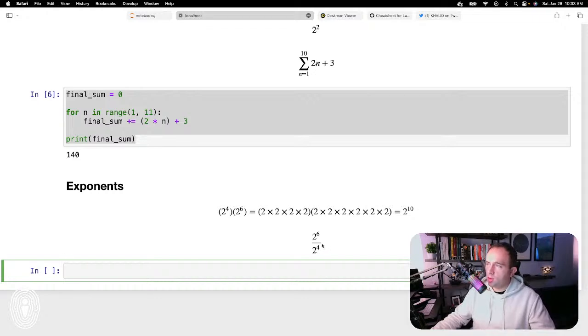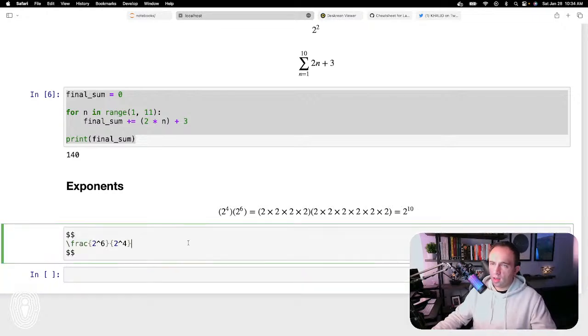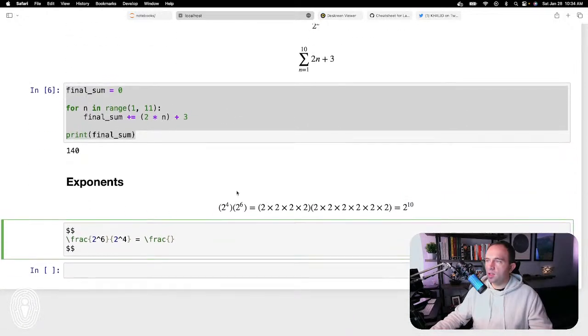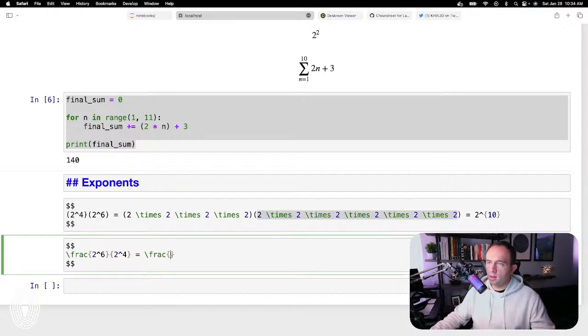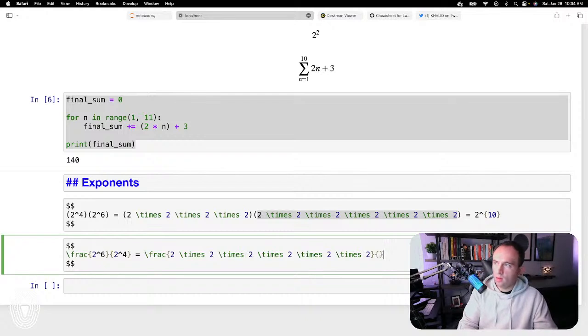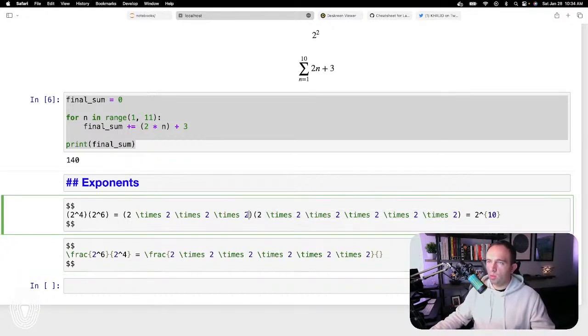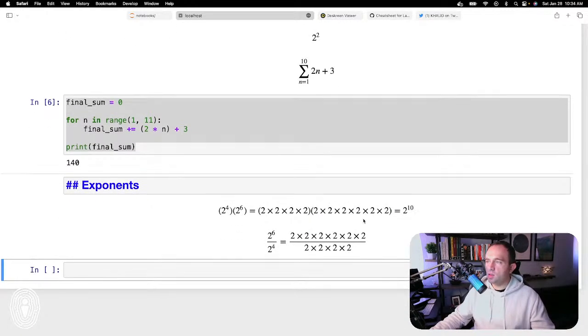Now we want to say this is the same thing as... we need to do the fraction again. So \frac. I'm going to get a little lazy here because this is the same thing: 2 times 2 times 2 times 2 times 2. And then over, the second curly braces is the denominator. Again, I'm being lazy because I don't want to type all that out again. So that is the same as that.